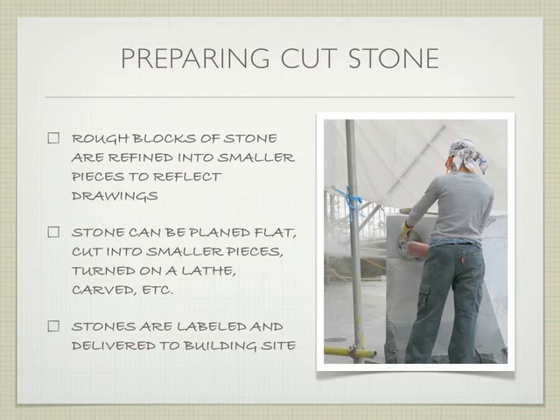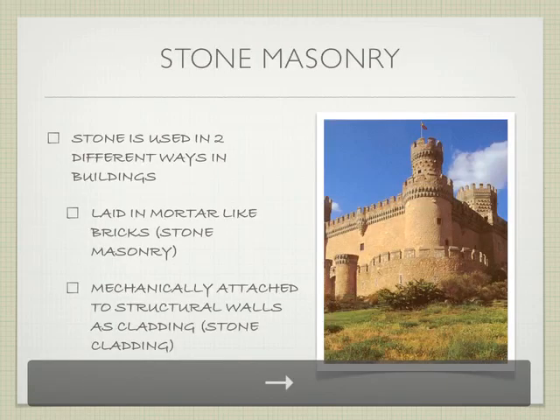The rough blocks of stone are then refined into smaller pieces. They're basically made. The stone can be plain flat. It can be cut into smaller pieces. It could be turned on a lathe if you were, say, doing a column. So it's going to be basically manufactured into whatever the ultimate shape needs to be. If you're making a granite slab for a countertop, you're going to polish it and make it into a granite slab. The stones are then labeled and delivered to the building site, hopefully in the order that they need to be used.